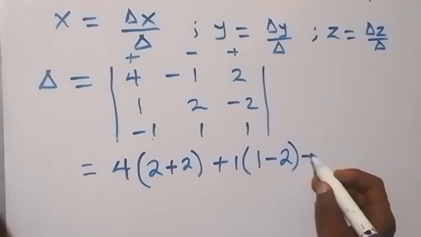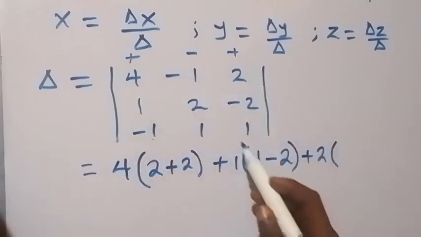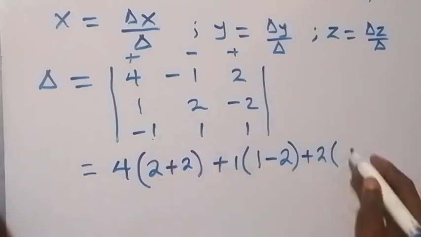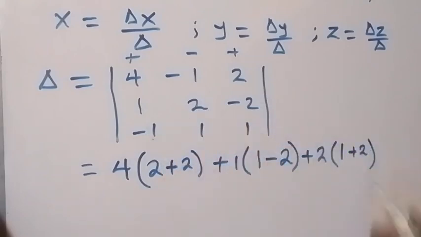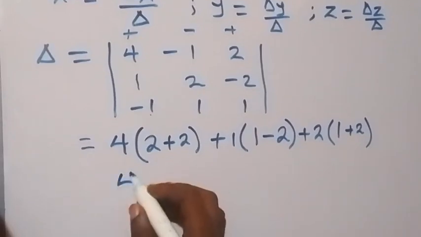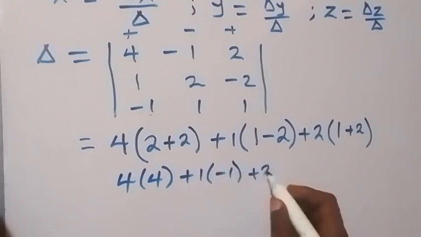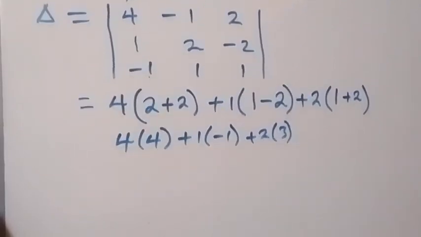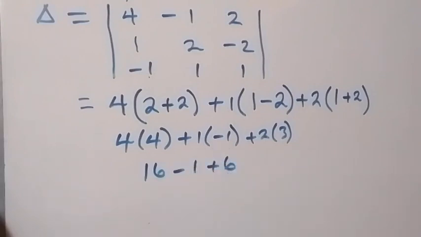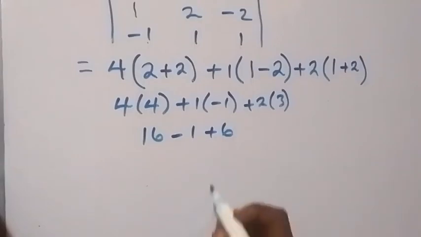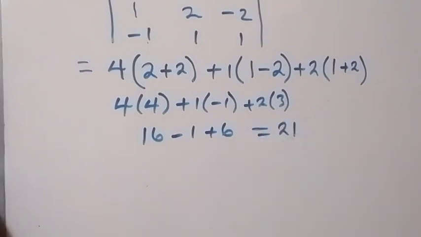Then we have plus 2 into bracket. Here also we cancel everything on the row and this column. Then we are left with this 2 by 2 matrix. 1 times 1, that's 1. Then minus 1 times 2, that's plus 2. From here, this will give us 4 times 4, then plus 1 times minus 1, then plus 2 times 3. 4 times 4, that's 16. Then 1 times minus 1, then plus 6. Here we have 16 minus 1, that's 15, then plus 6, that's 21. So the determinant, which is delta here, is equal to 21.